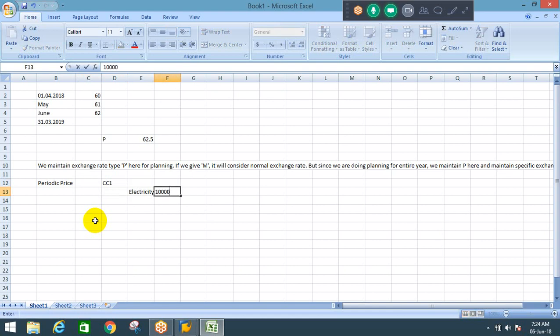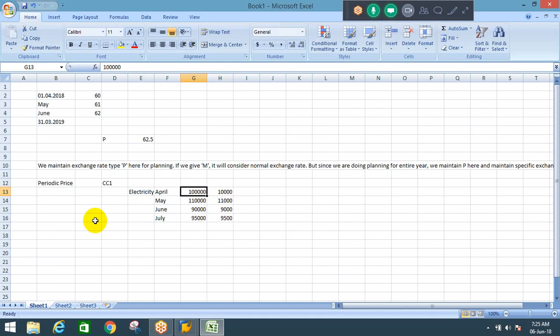Electricity we planned 1 lakh for the month of April, and May 1,10,000, June 90,000 electricity charges. This is planning. July suppose 95,000. This is my planning. And the number of units here 10,000, and here 11,000, and here 9,000, and 9,500. This is my planning, number of units.